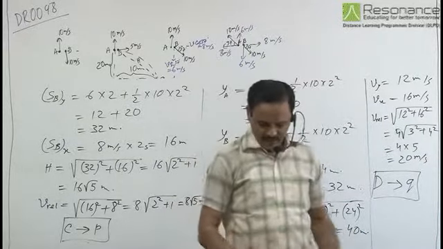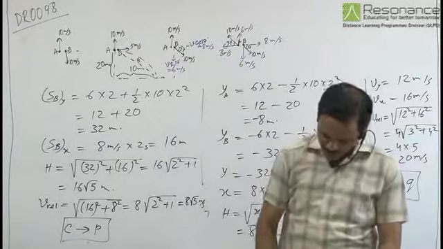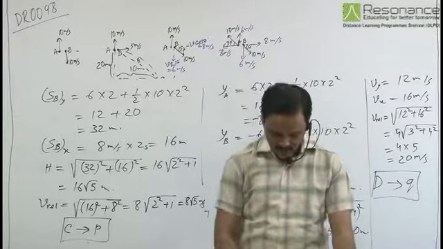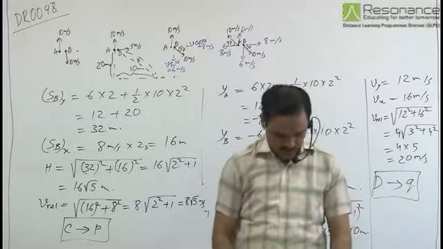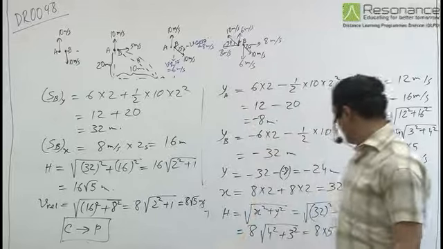So for A the answer is Q, for B the answers are Q, R and T, for C the answer is P, and for D the answer is Q.